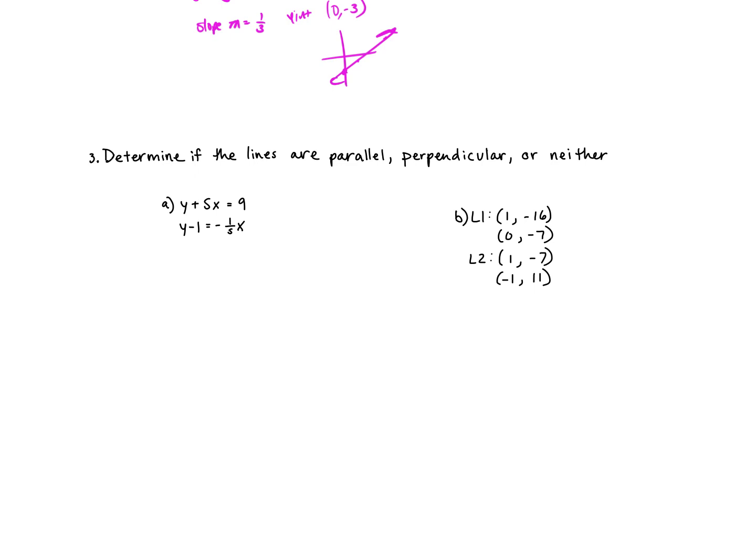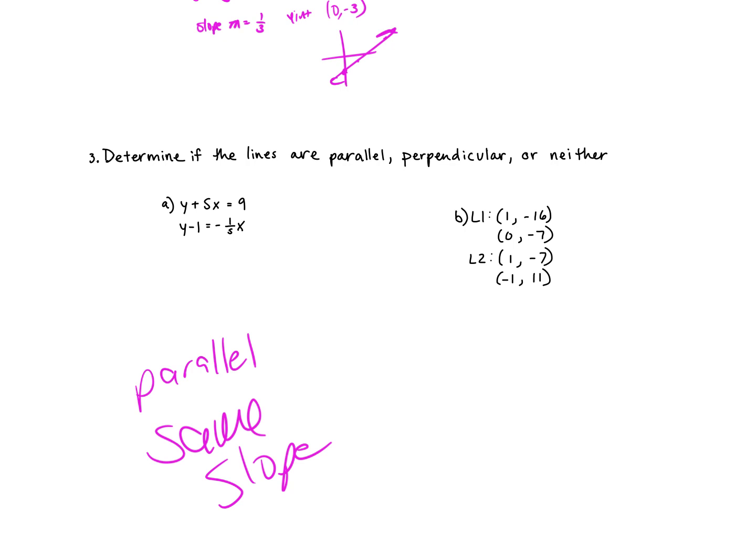Yes, sir. So if it's parallel, they have the same slope. Perfect. Parallel. Good. Hang on. Same slope. Keep going, Chris. And then if it's perpendicular, it would be the opposite. Opposite, reciprocal. Remember, it's both. Opposite signs and flipped. If it does not fall into one of those two categories, then your answer is neither.